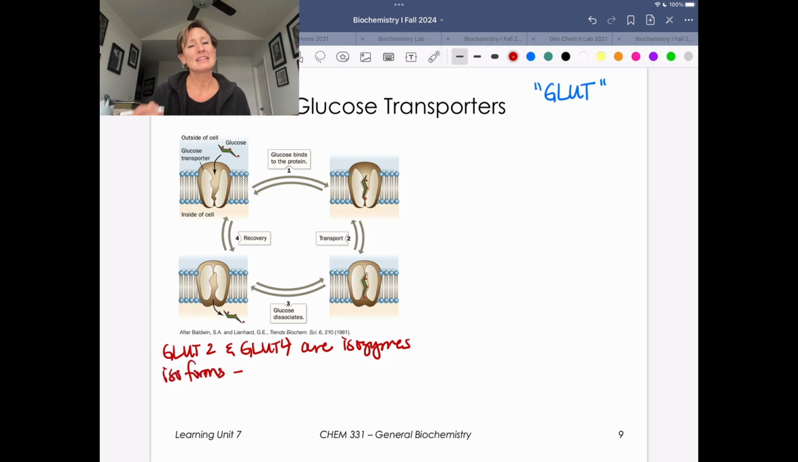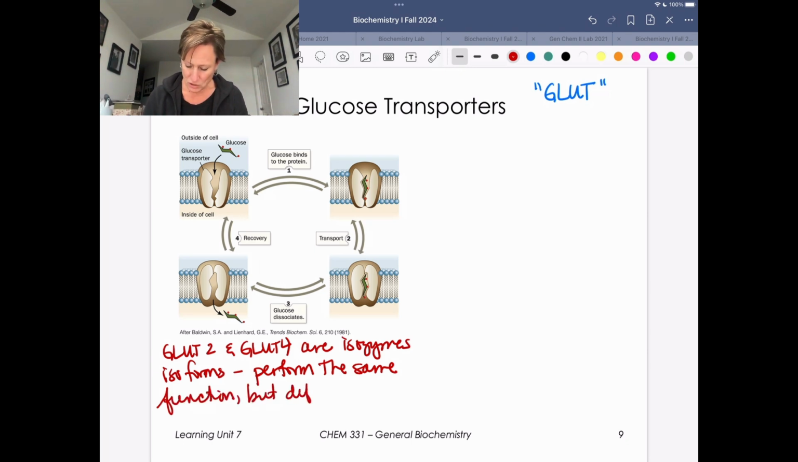And that means that these are proteins or enzymes that perform the same function but are differentially located and or regulated. And what we're going to see here is that it's both of those situations for these two different glucose transporters.